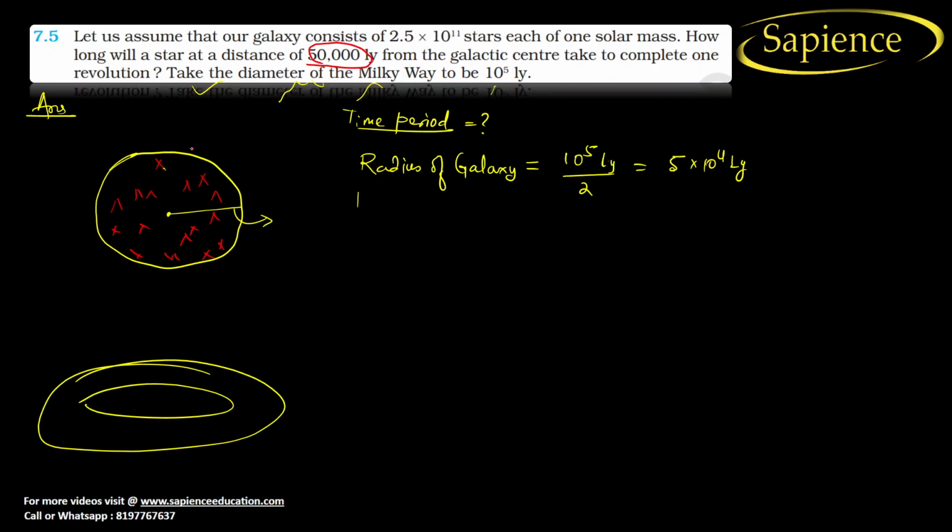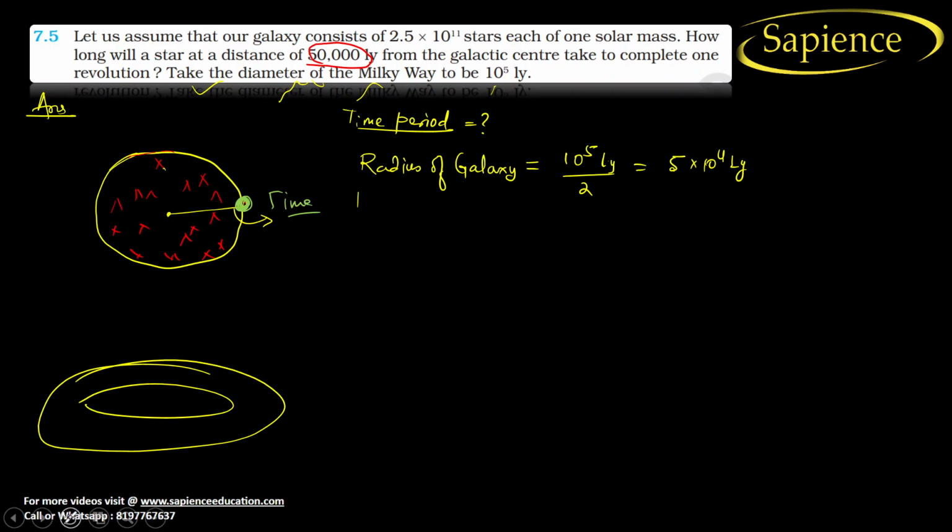This is exactly equal to the given 50,000 light years. It means that we want to find the time period of a star just at the circumference, at the last end of the spherical shape of the galaxy. So let us consider this is the area where our stars are, and we need to find the time period for this.